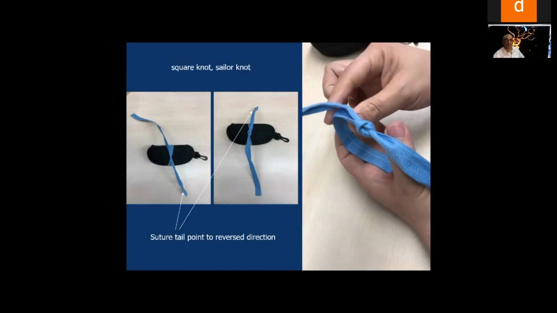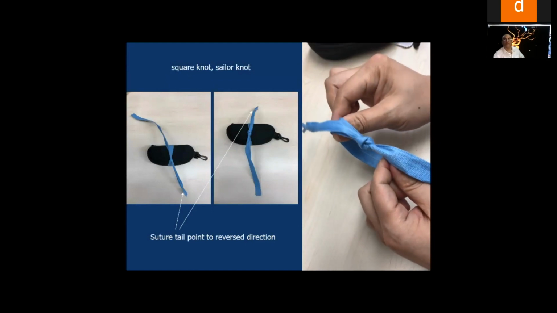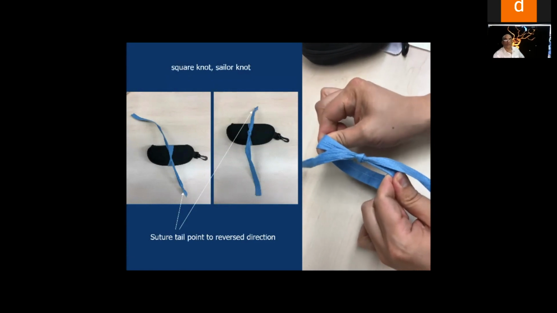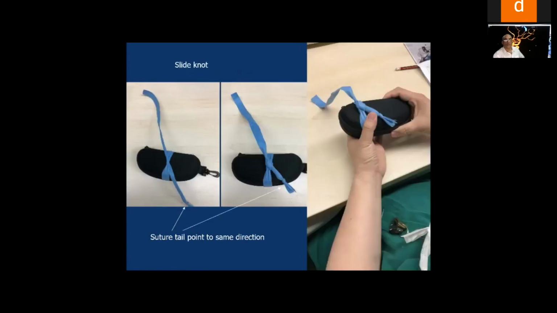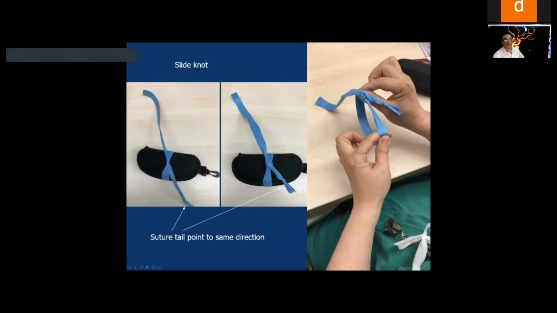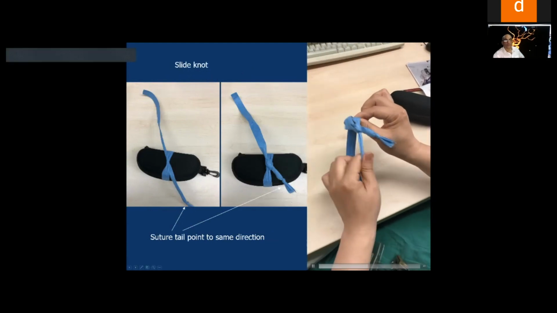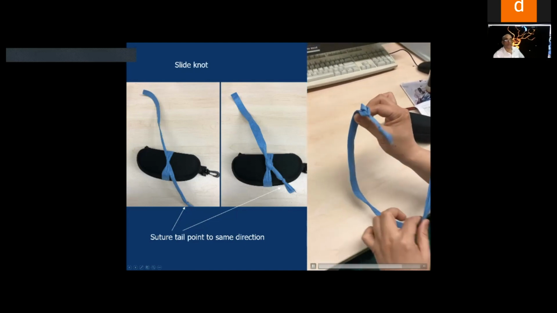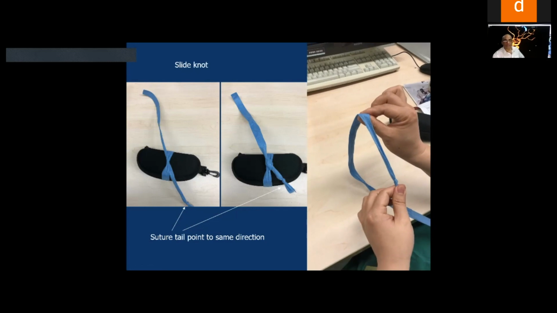So this is the square knot. You can see it couldn't be loosened. But if the suture tails point in the same direction, you can see this is a slide knot. So this is dangerous.